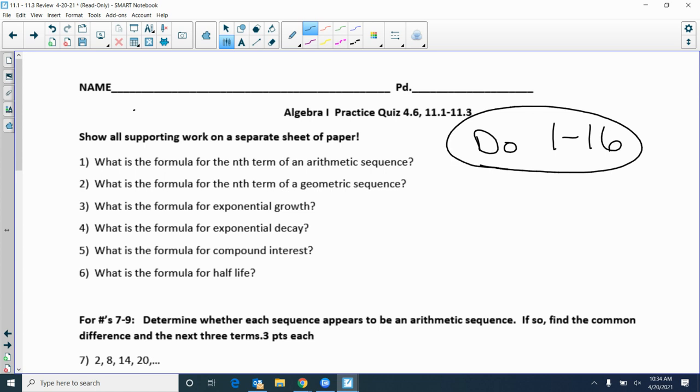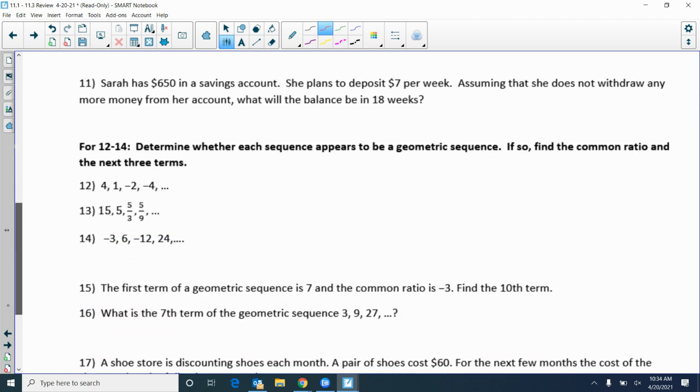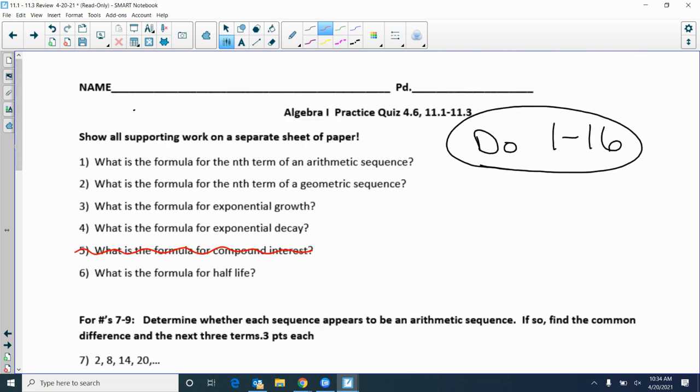Okay, you're going to do 1 through 16 on there. You can cross off number 5 here. It says, what's the formula for compound interest? We did not do that. So if you see that one, you do not need to do the formula for compound interest. You're just listing the formulas for those. So 1 through 16, and that just gets you started on that.